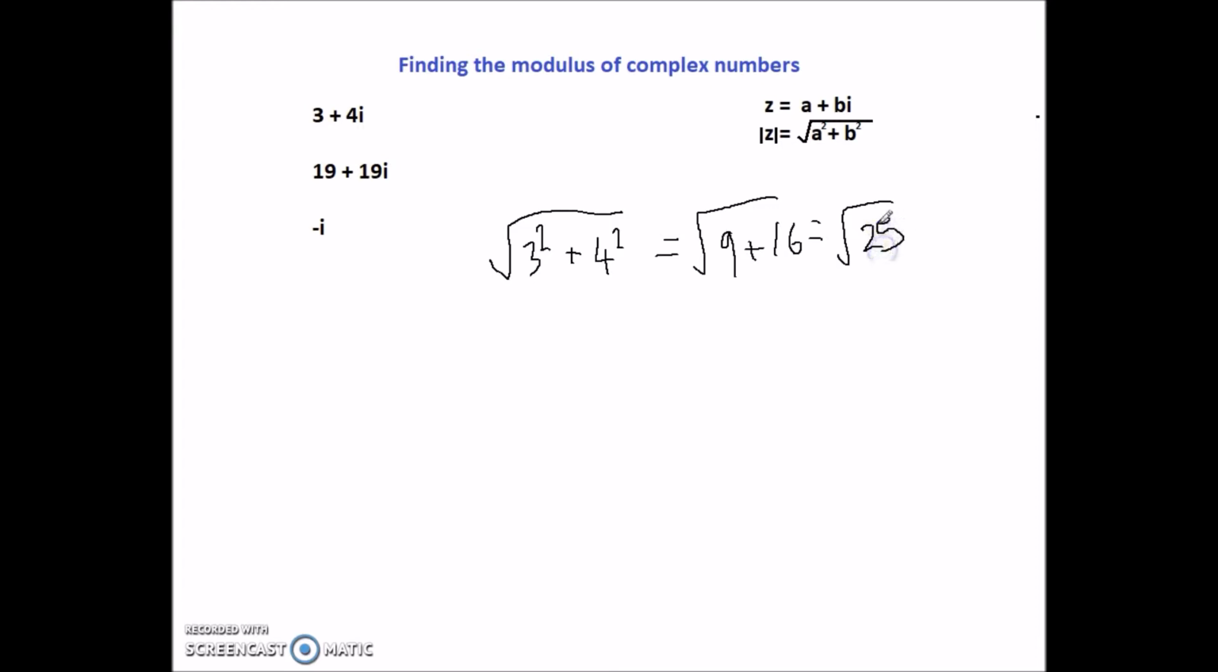The square root of 25 is 5, and that is the modulus of 3 plus 4i, as simple as that. All you need to do is plug in the values, work through the calculation, and you arrive at the answer. Pretty simple start.